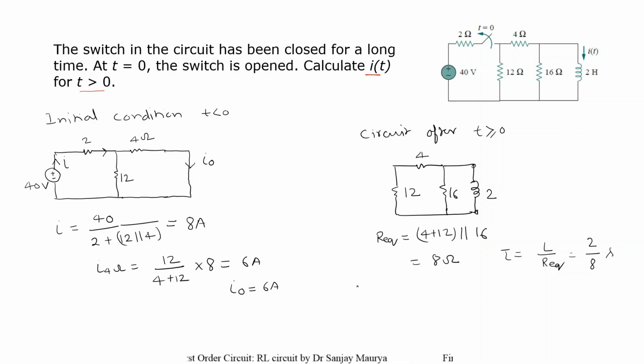Now after substituting the value of I naught and tau in the equation i(t) equals I naught e to the power minus t by tau, we can get the equation of current in the inductor when the switch is opened. So I naught is 6, into e to the power minus t, tau is 1 by 4. So I'm going to write this as 1 by 4. This will be 6 e to the power minus 4t.